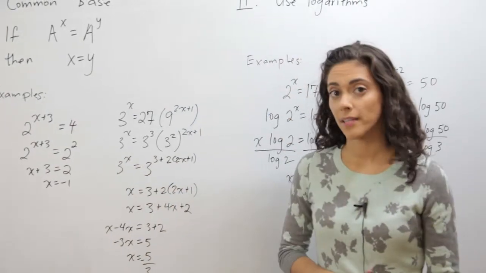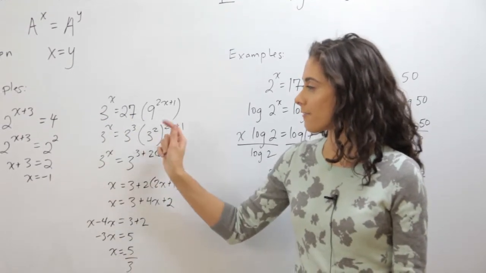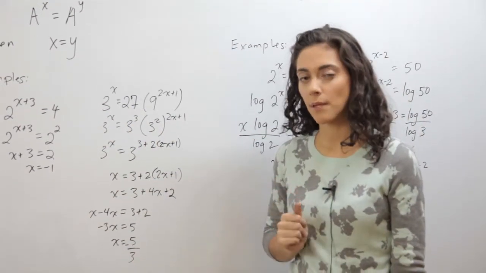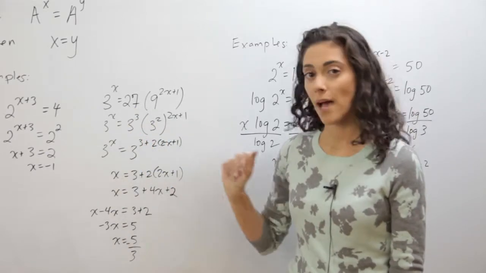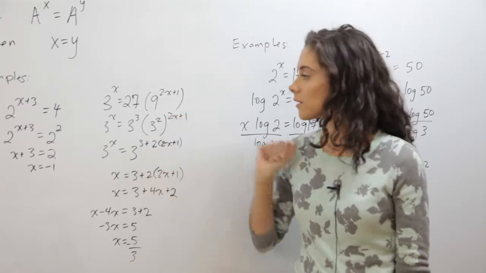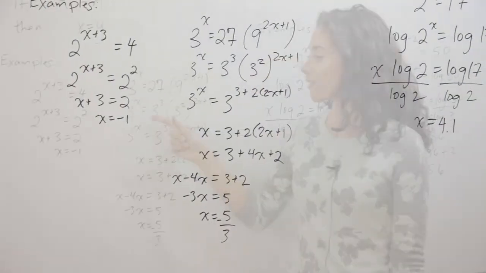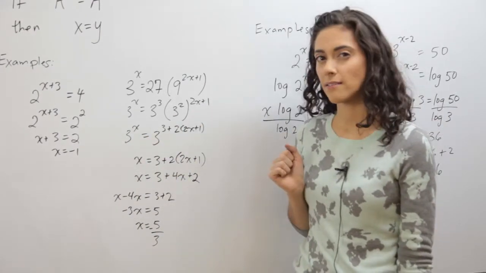This one's a little bit more complicated, but the idea is the same. This is 3, 27, 9. All of those numbers may be rewritten in base 3. 27 is 3 to the power of 3. 9 is 3 to the power of 2. Now that I've rewritten everything in base 3, I'm going to use my exponent laws to simplify this right-hand side.